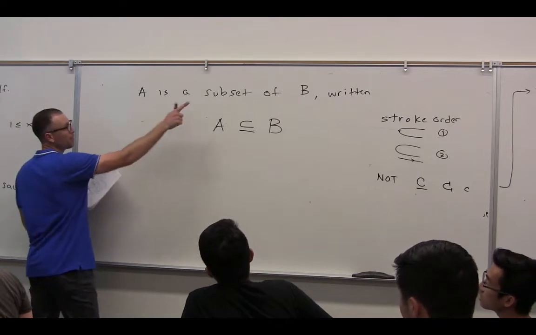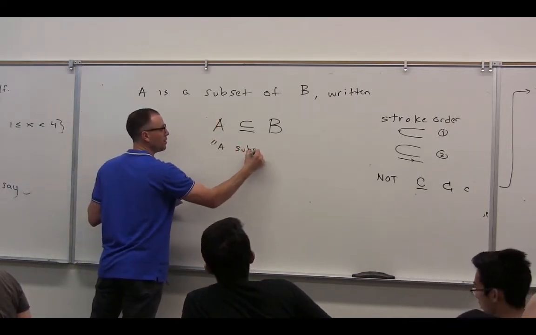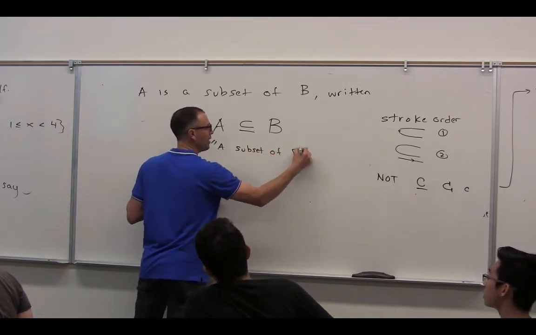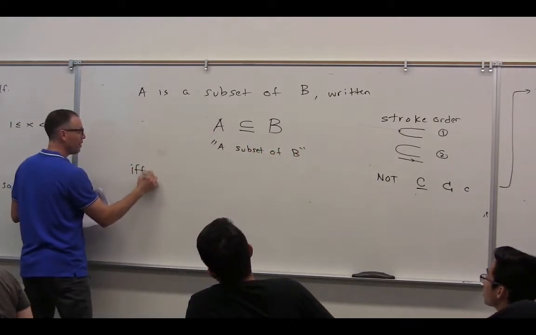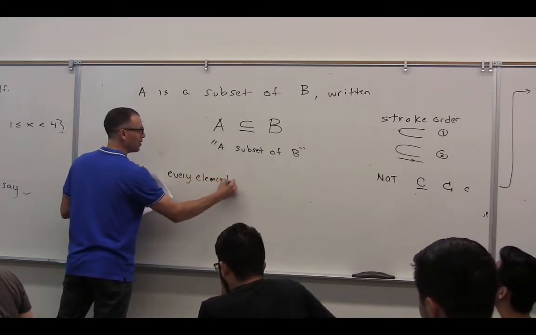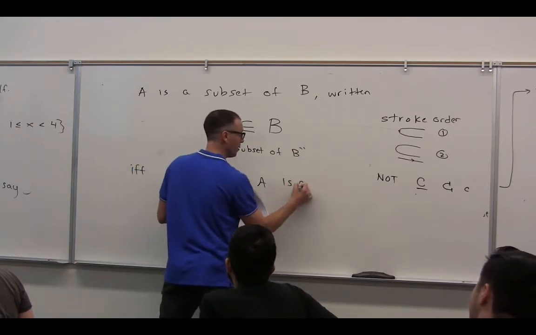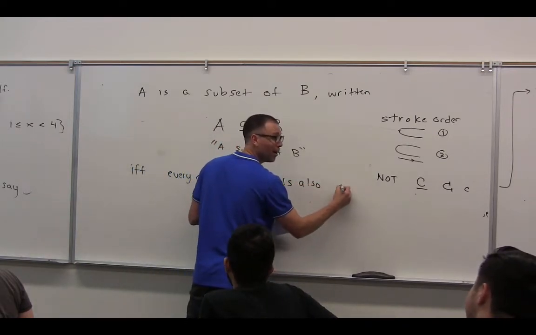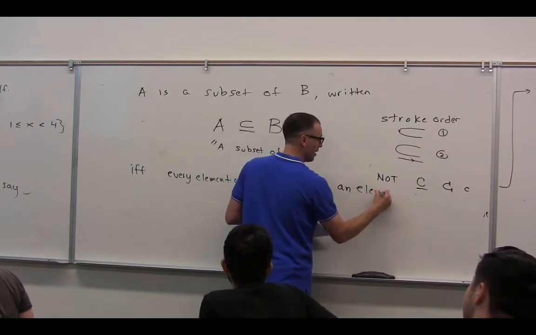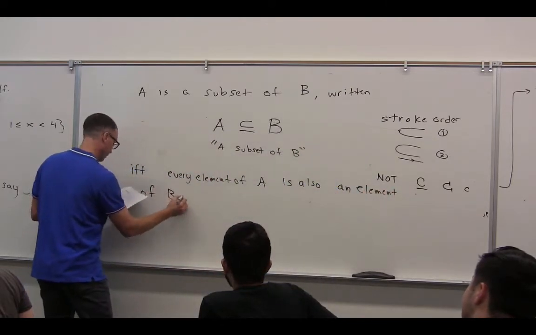So we say that A is a subset of B, and that's how we write it. So this means A subset of B. And this is true if and only if every element of A is also an element of B.